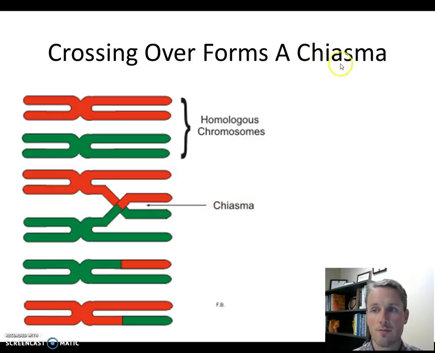And crossing over forms this chiasma structure. So the chiasma is where we swap some of the information, where we transition from the green chromatid to the red chromatid in this chromosome, and from the red chromatid to the green chromatid in this chromosome. So crossing over created these new chromatids that are part green, part red, or part red, part green. Okay. So we took our homologous chromosomes, we paired them up, and we got crossing over.